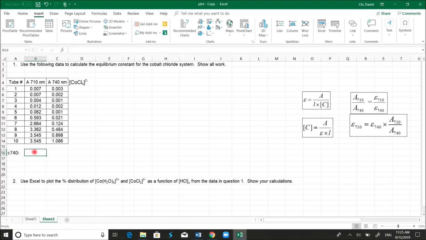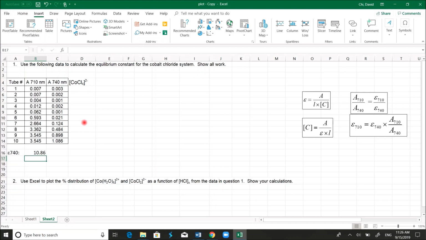To calculate, we type equal, and using this equation, we choose the absorbance at number 10. We choose number 10 because we know the concentration is 0.1. So divide by 1 centimeter, divide by 0.1, enter. And that gives you the extinction coefficient at wavelength 740 nanometers. Using this value, we can calculate the concentration for test tubes 7 to 10.